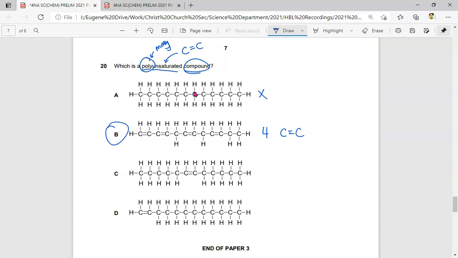Looks very promising. This one here only got 1 C double bond C. This one only got 1 C double bond C. So therefore C and D are wrong because they are not polyunsaturated. Okay, so therefore answer left is only B.